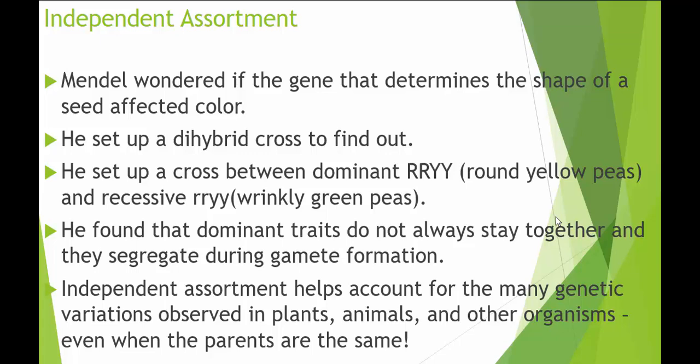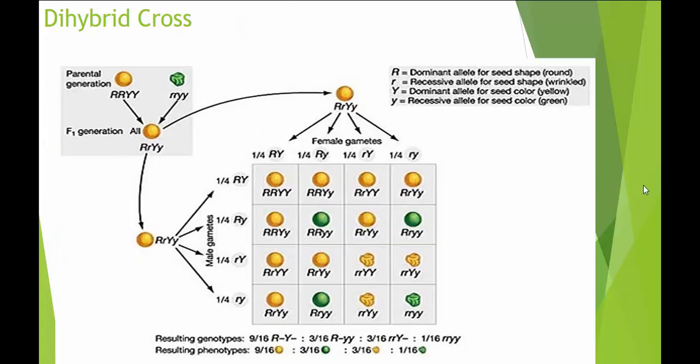For example, you may have a younger brother or sister. You guys look somewhat similar, but you may have different eye color, different hair color. You have the same parents, but you look different. And that is because of independent assortment. All right, so getting close to the end here.